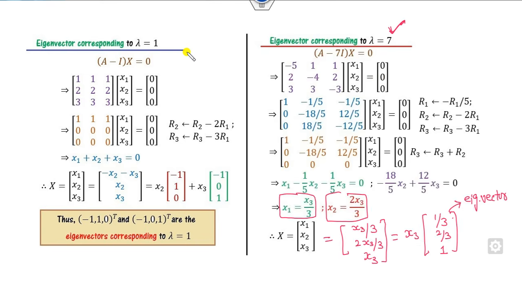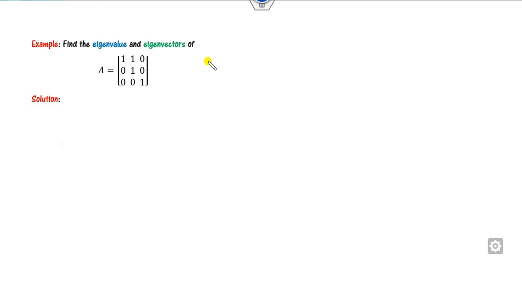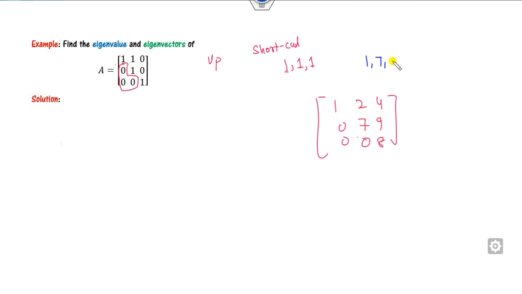Okay, look at one more example here. Now you can see that this is an upper triangular matrix because the entries below the diagonal are 0. So what is the shortcut trick? The eigenvalues are always the diagonal values. So the eigenvalues are 1, 1, 1. For example, if I say 1, 2, 4, 7, 9, 8, 0, 0, 0, what are the eigenvalues? 1, 7 and 8. Similarly, if I say 1, 2, 3, 4, 5, 6, 0, 0, 0, then again the eigenvalues are the diagonal entries.